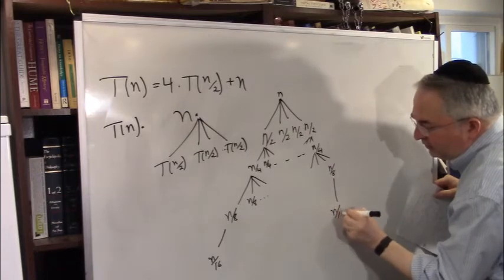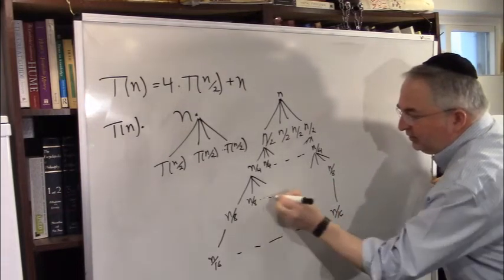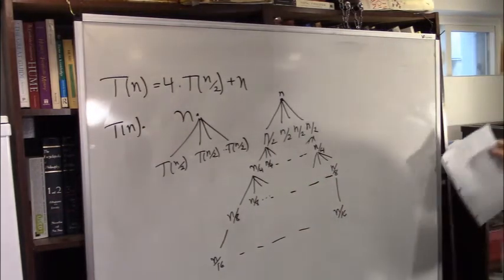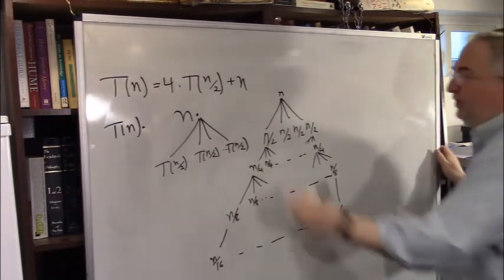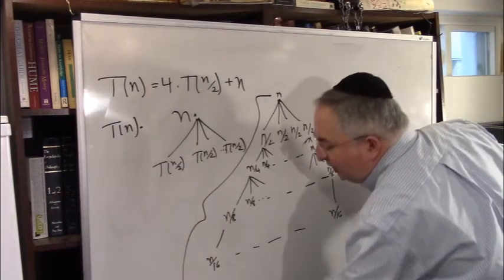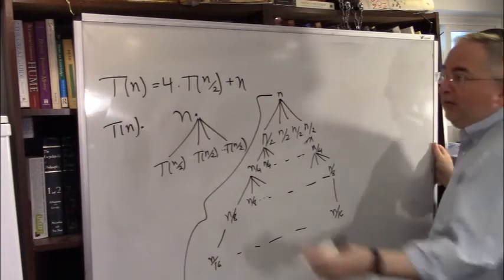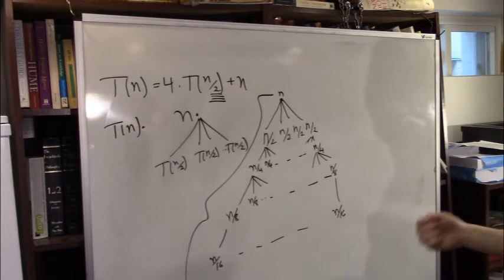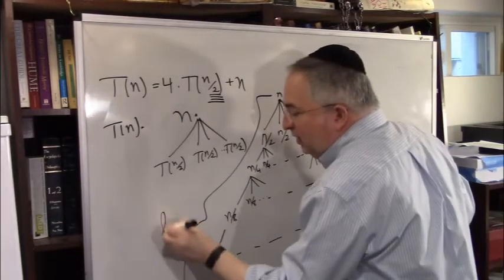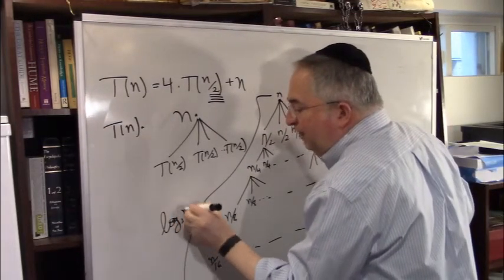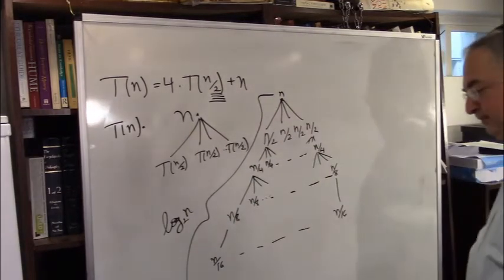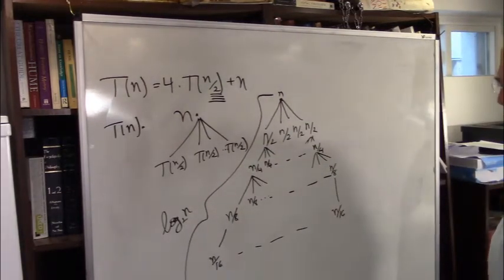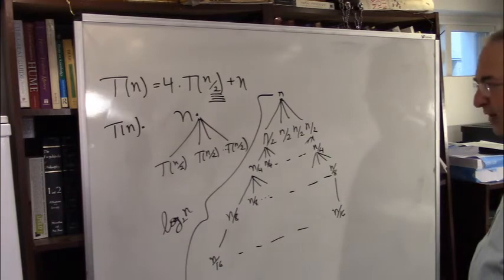N over 16. It's going to be a lot of these guys, just like there's a lot of these guys. Okay, great. Question. How high is this tree? Well, it's the same thing because you're dividing by 2. How many times can you divide by 2? Answer, log base 2 of n. Okay, so the height of the tree is log base 2 of n.